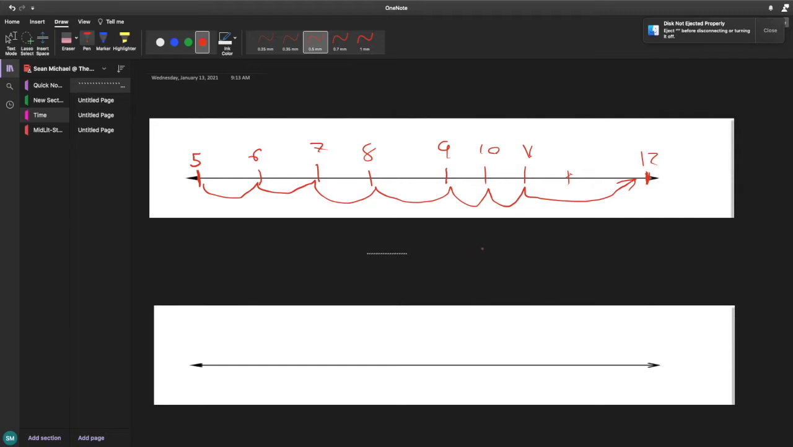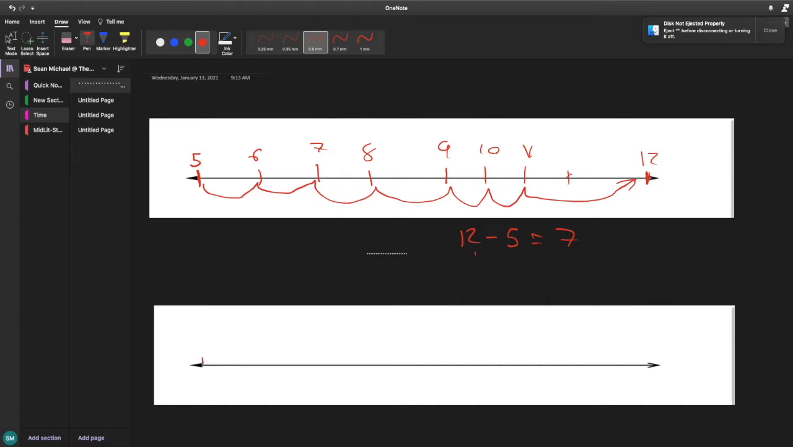Now, if you wanted to do this with math, the way you could figure it out as well is to go 12 minus 5, and this would give you the amount of time between these, or the difference, right? So we sometimes talk about the difference between times. This would give you the difference, and that would be 7. 12 minus 5 is 7.